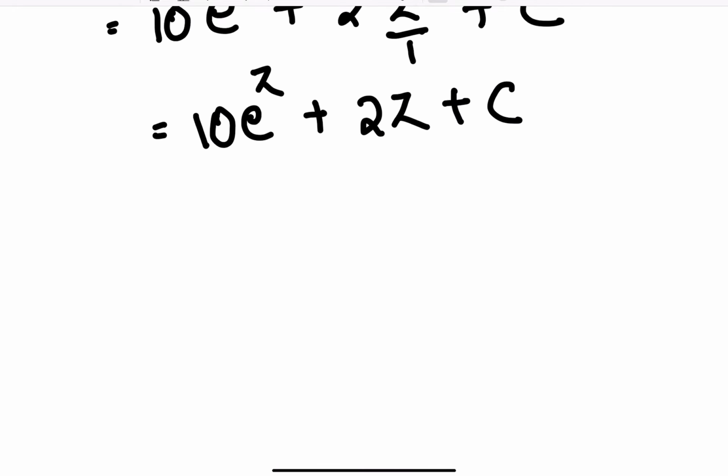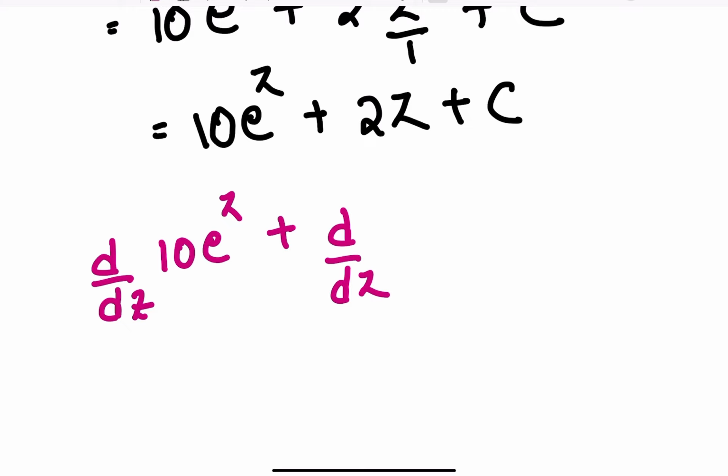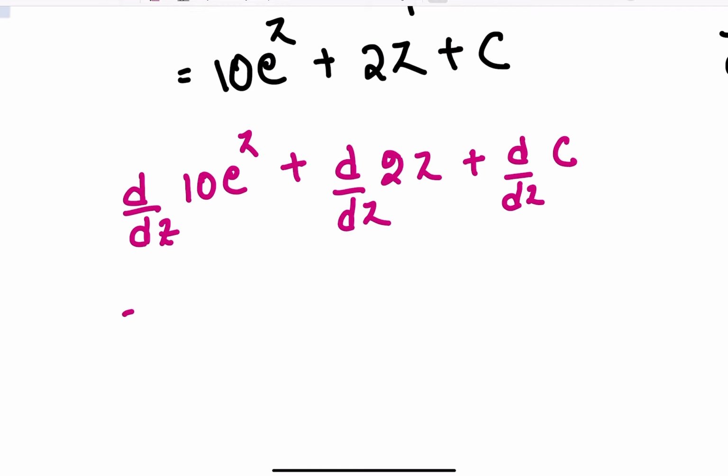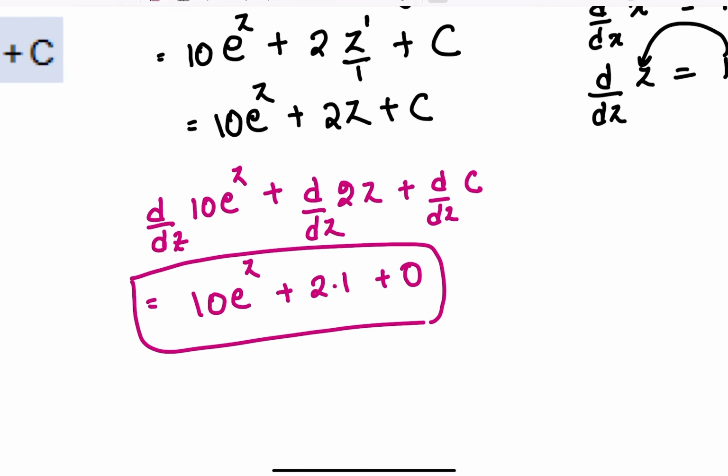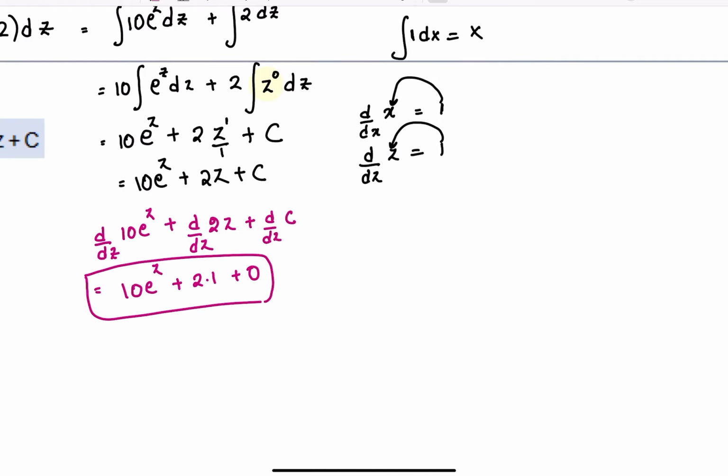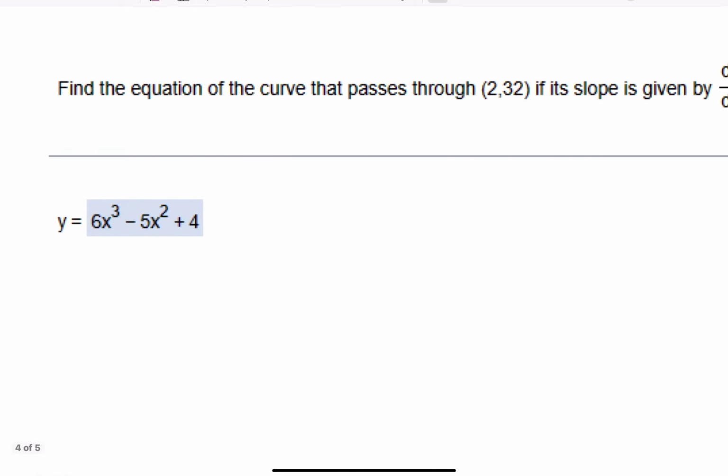Now, if I go back and find the derivative, I'm going to find the derivatives in a different color. So d by dz of 10e^z plus d by dz of 2z plus the derivative of a constant, which is going to be 0. So this is going to be 10e^z plus 2, since the derivative of z is 1, and the derivative of a constant is 0. So you see, you went back to your function. So it's very important you cross-check so you know you're on the right track. All right, let's take a look at the next one.